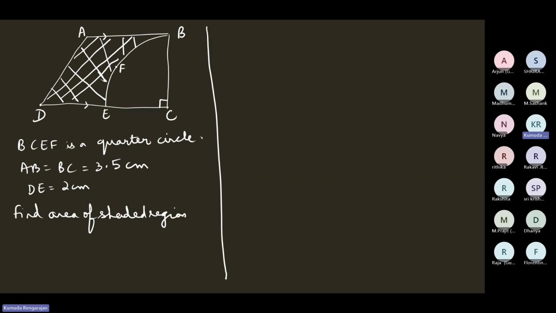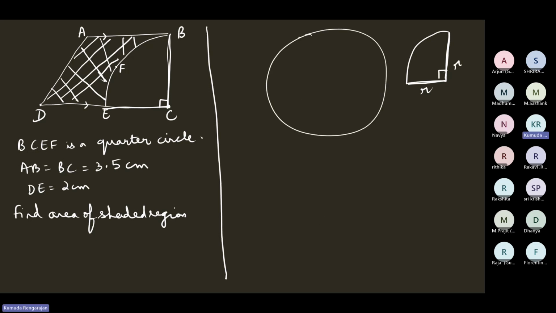It's a quarter circle, right? BCEF is a quarter circle. So this is the center of the quarter circle, which means CE is the radius. BC is also the radius. So that means this is the radius. This one is also the radius. Quarter circle is a quadrant.